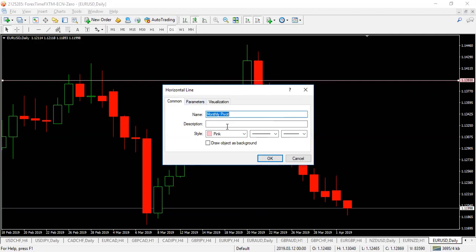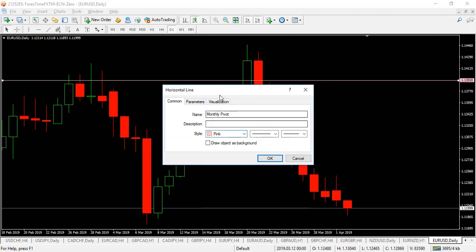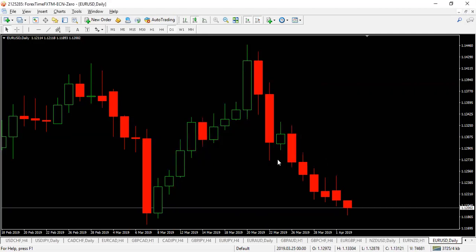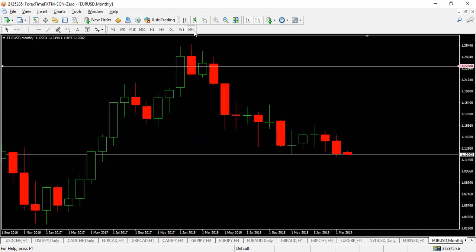This is where we choose the color. So we've already chosen pink, then we say okay because we've put the value, and the line will automatically go to where the value is supposed to be. 1.228, let's confirm. I think there is a mistake. 1.2288. Let's recalculate, please, for the monthly. I think there's a mistake somewhere.